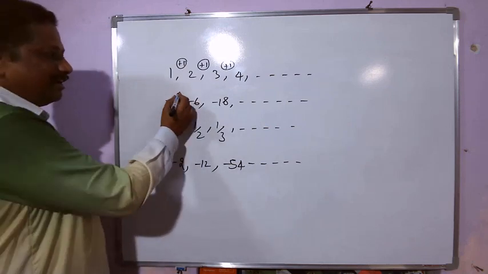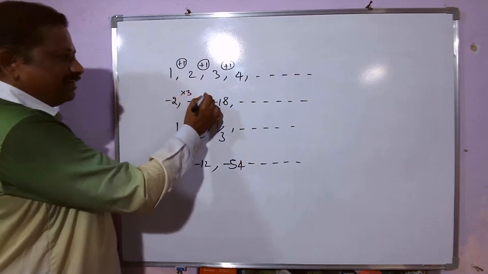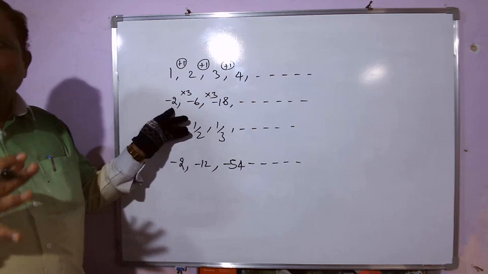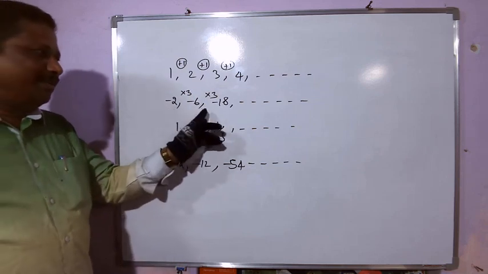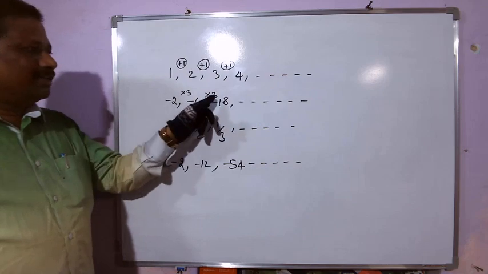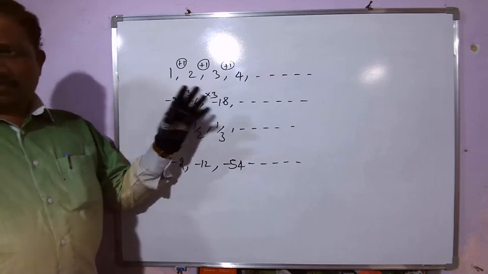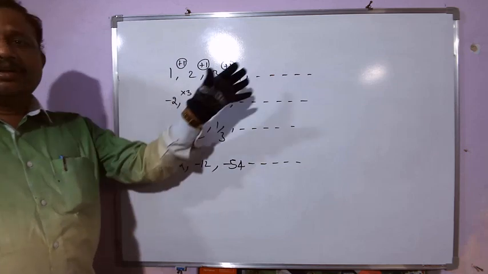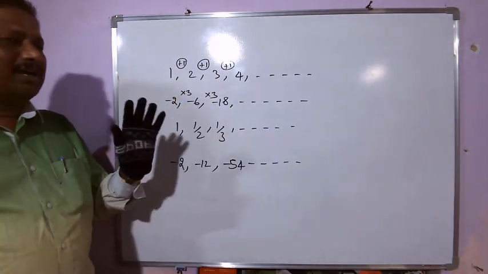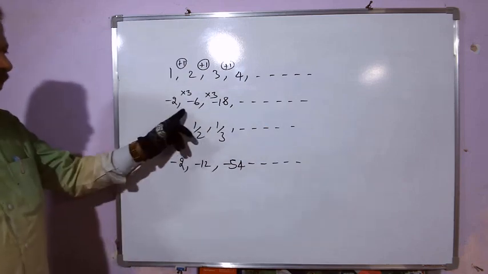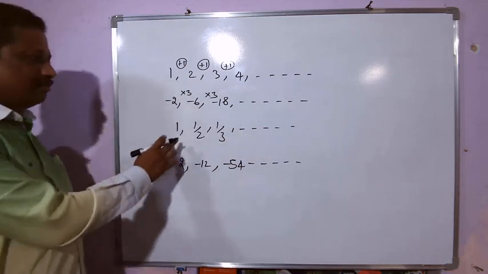So here we are multiplying with 3. Except the first number, we don't know how we got the first number. The remaining numbers are got by multiplying the previous number with a constant number. All numbers are got if you multiply the previous number with a constant number. Okay? Now what do you observe here?